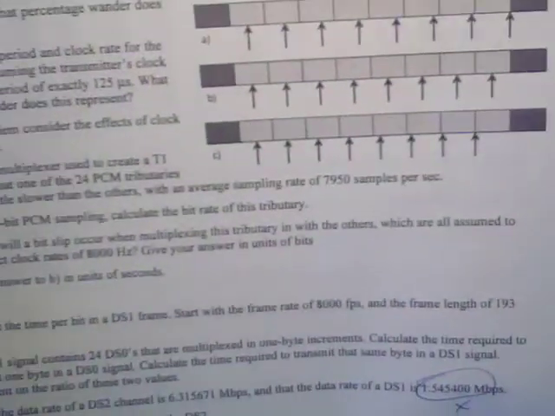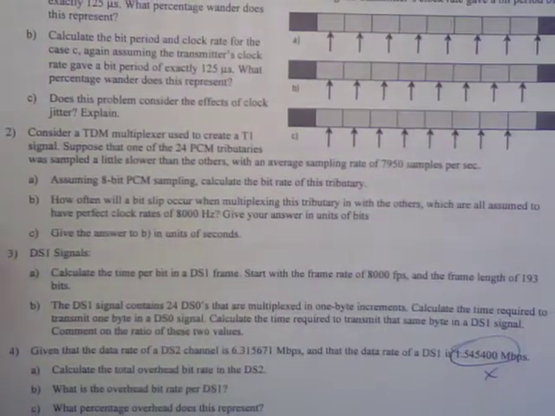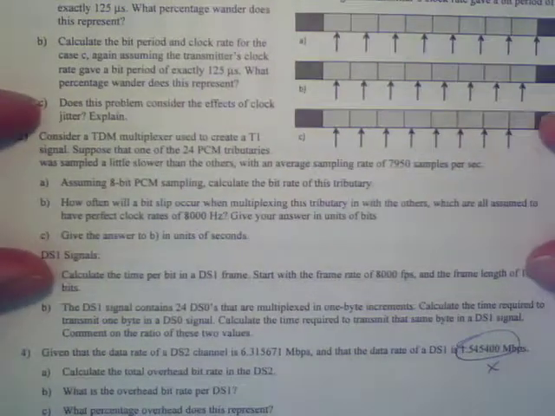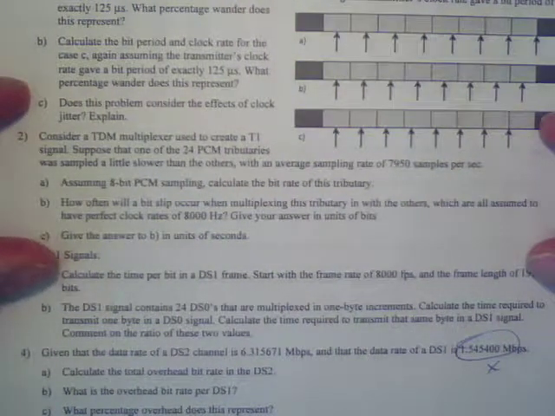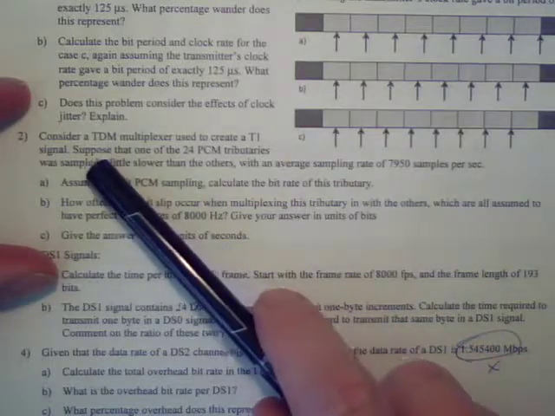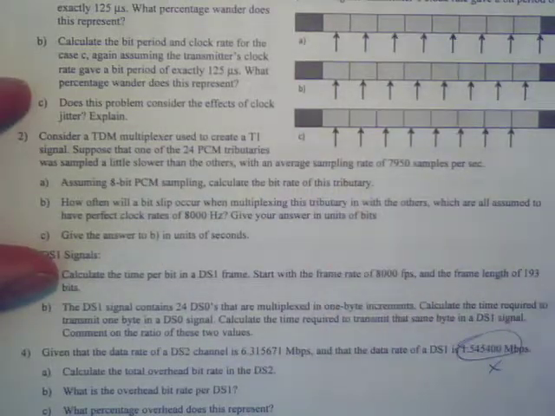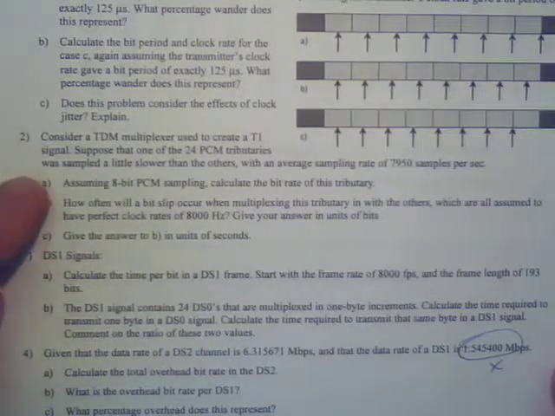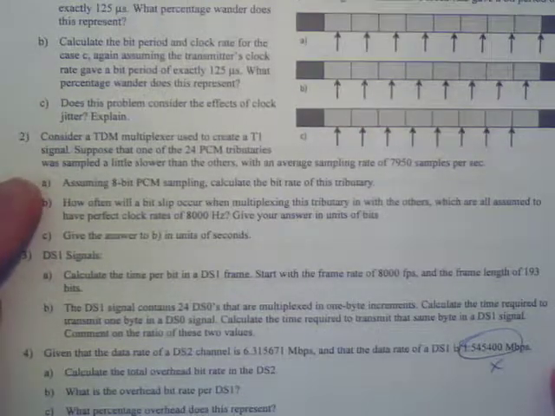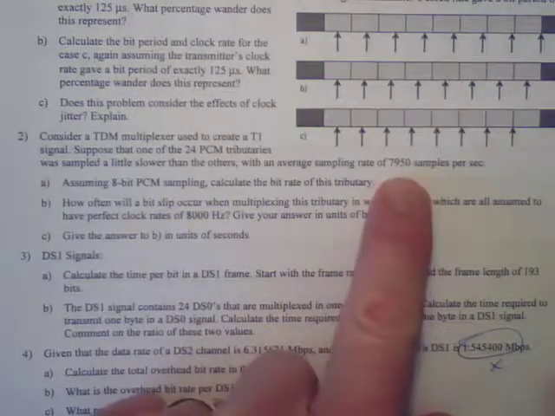Okay, here's problem number 2 from homework 5, and I'll do this as an example problem here. It says, consider a TDM multiplexer used to create a T1 signal. Suppose that one of the 24 PCM tributaries was sampled a little bit slower than the others with an average sampling rate of 7950 samples per second.